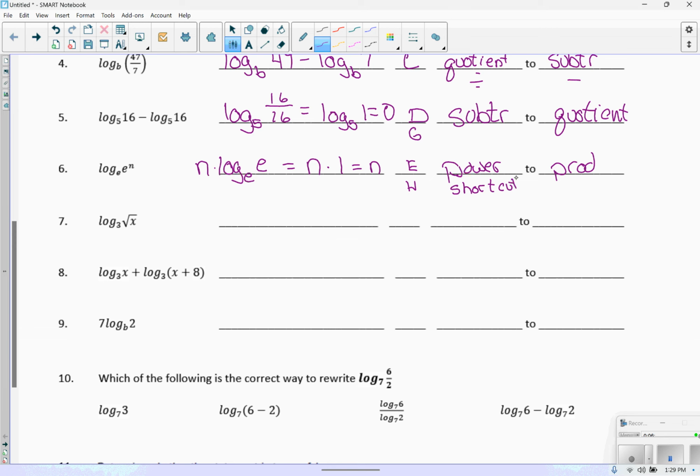All right, number 7, we know that we first need to rewrite this and take it from radical form to rational exponent form. And then we can see, similar to the one above, power to product.